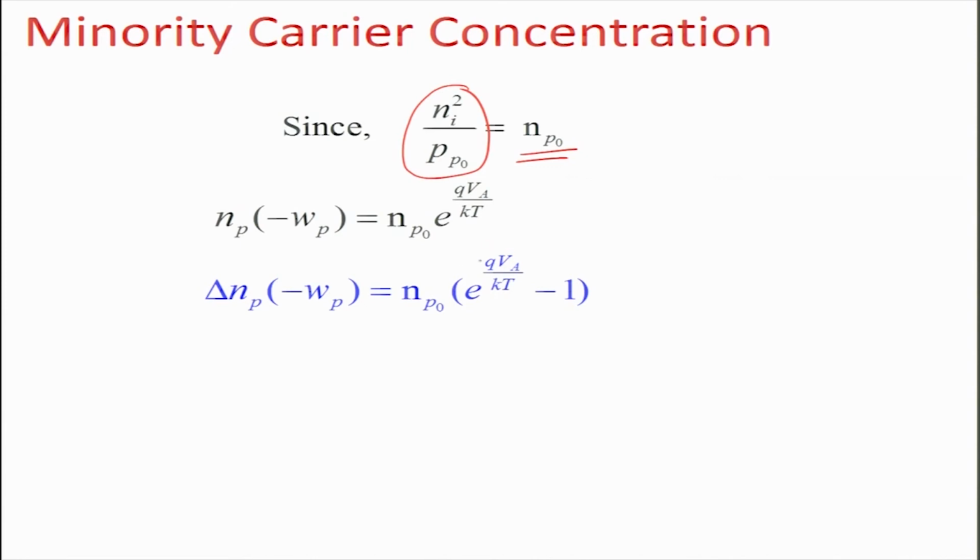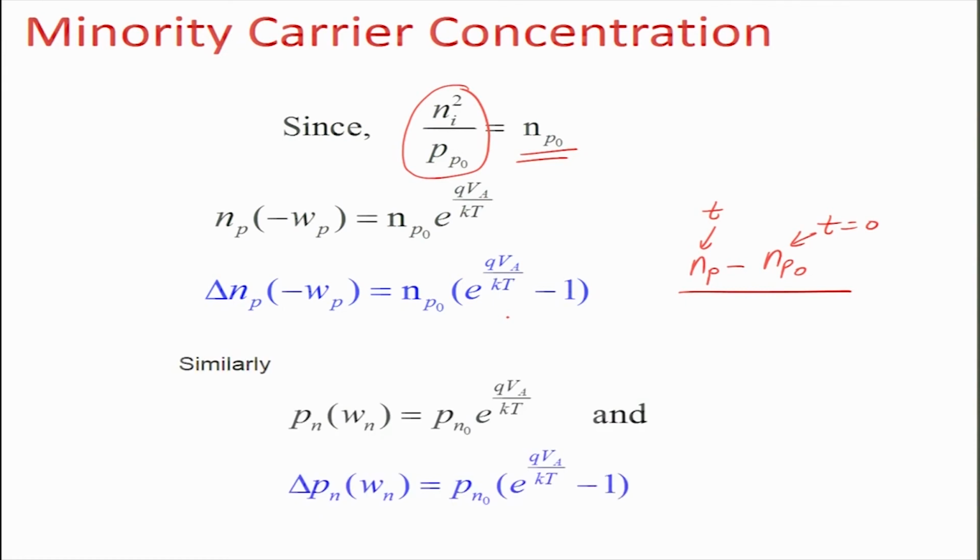So essentially it is Np minus Np0. This is at t is equal to 0. This is at some t after the perturbation has been made. Okay. So this is straightforward. Similarly, if you do the same analysis for holes, you will get delta Pn(Wn) is equal to Pn0 into exponential of qVa by kT minus 1 using the similar analysis.